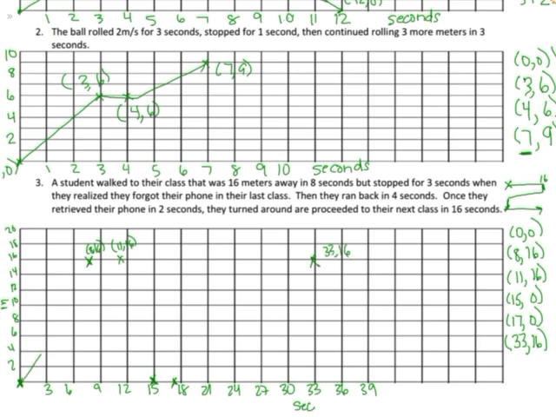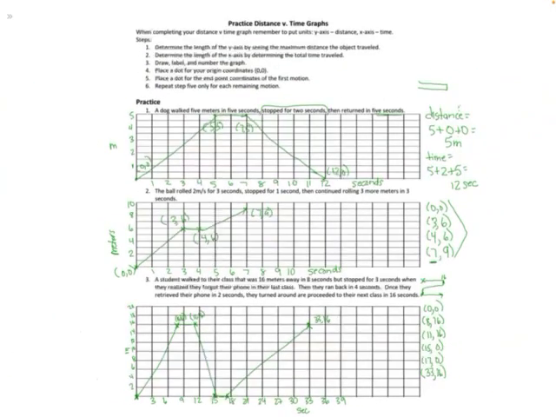So our graph is going to look something like this. 15, 0, 17, 0, and then back up to 33, 16. And that describes the motion. Hopefully this helps.